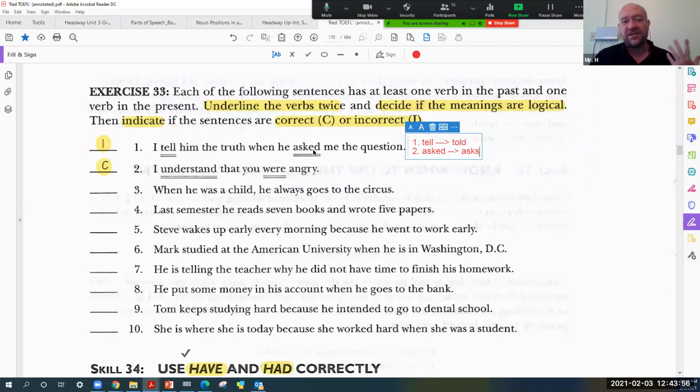So you could fix this 2 ways. You can make this, I told him the truth when he asked. Okay, logical. Or every time he asks, then I tell the truth. Right? Mr. Rich, how did you know that the first sentence, I tell him the truth, is the habit or the routine?